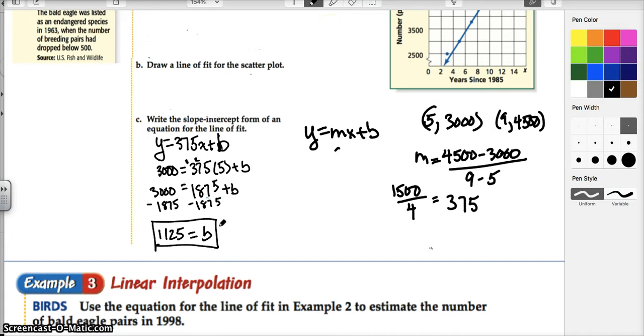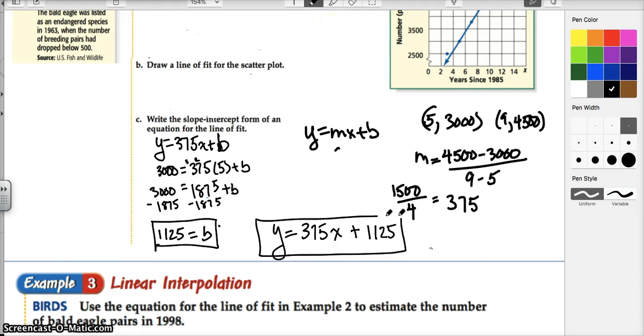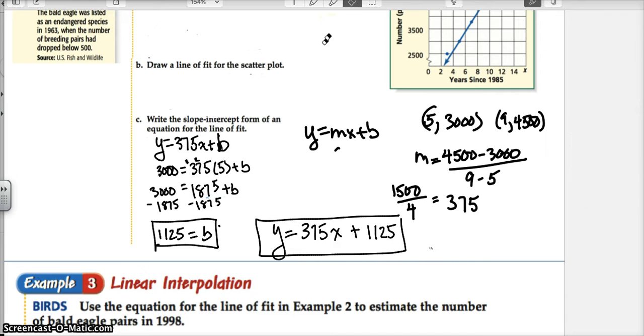And now that I've got b and I have m, I'm going to say y is equal to my slope, 375, x plus 1,125 as my y-intercept. And I'm going to box it because that's my final answer. And I'll take the box off of this one because it is not my final answer. Make sense? I hope so.